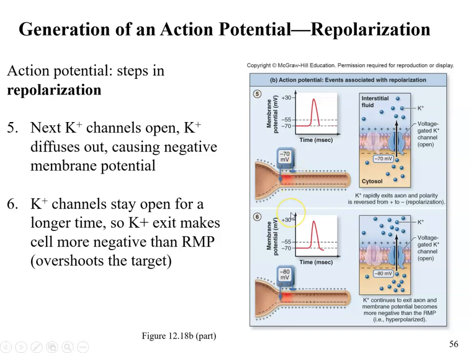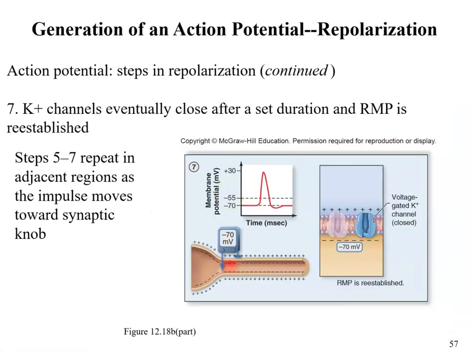Potassium channels stay open for a longer time than the voltage-gated sodium channels do. So the potassium exit makes the cell more negative than the resting membrane potential. Basically, potassium overshoots the target, and you can see here it's hyperpolarized compared to the resting membrane potential. It goes a little bit beyond -70. The potassium channels are eventually going to close after a set duration, and the resting membrane potential is reestablished. So here we are back at the resting membrane potential. These steps repeat in adjacent regions as the impulse moves toward the synaptic knob, and this is what resets the membrane potential.